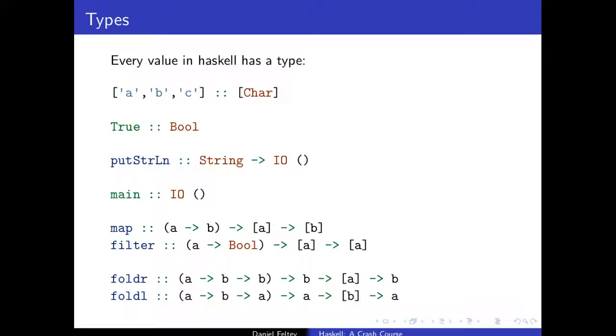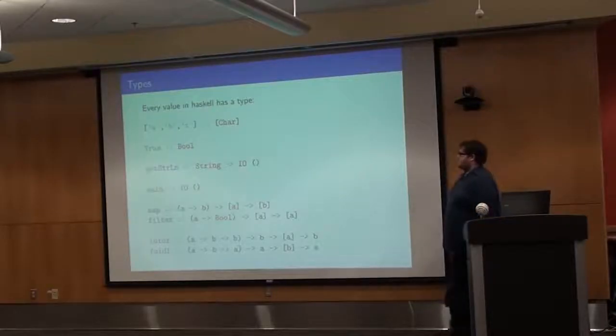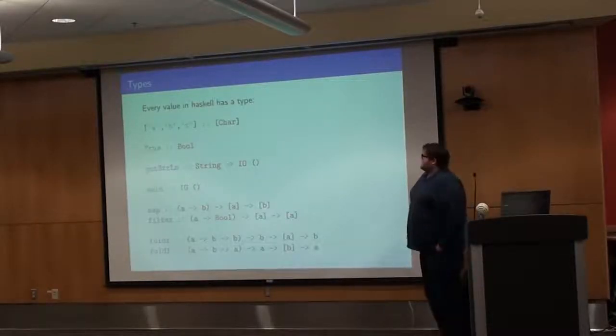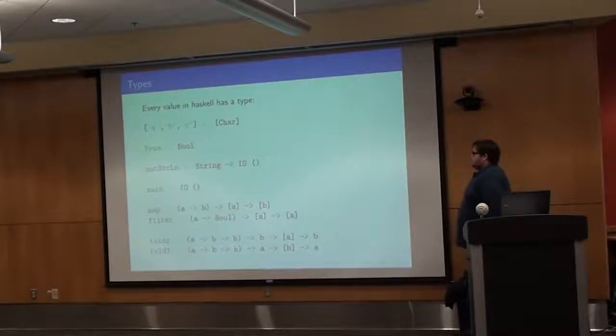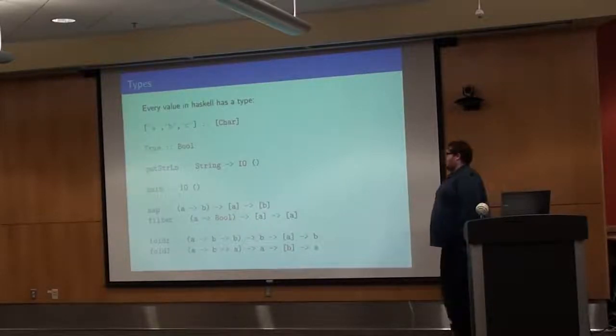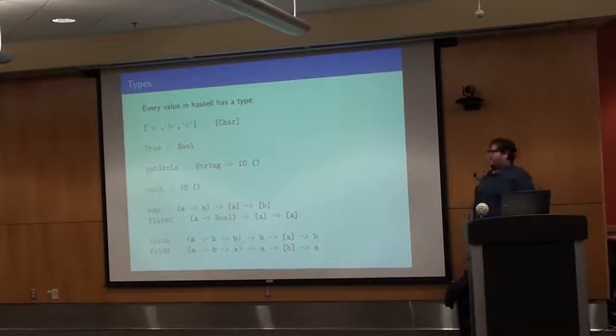Okay, so types. Every value has a type. At the top we've got a list of characters. "ABC" has type list of char. A list type is represented the same way as the values are, with square brackets. True has type Bool. putStrLn has type String to IO unit. Main usually has type IO unit. I'm pretty sure it always has that type, but don't quote me on that.